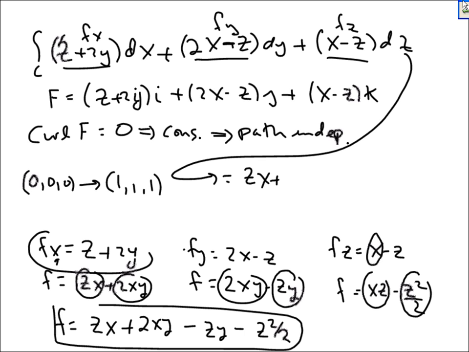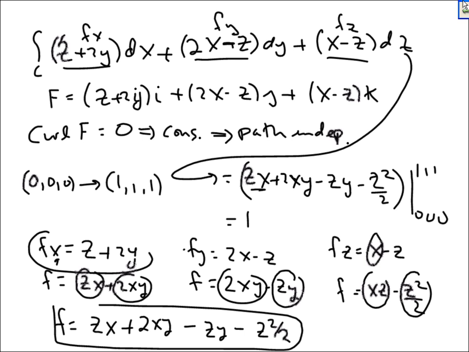So the answer is zx plus 2xy minus zy minus z squared over 2 from 0, 0, 0 to 1, 1, 1. X, y, and z are 1. So z times x, 1 times 1 is 1, plus 2 times 1 times 1, minus 1 times 1, minus a half. When you plug in zeros for all the variables, you'll get 0, of course. 1 minus 1 is 0. So left with 2 minus a half, which is 1 and a half.